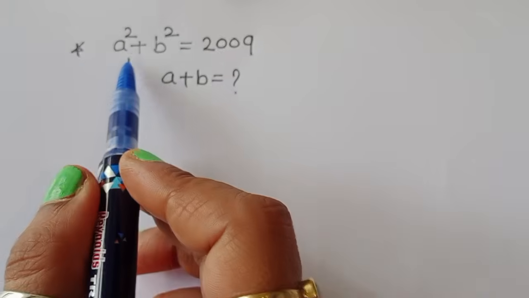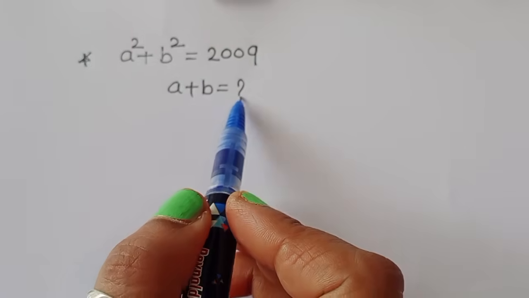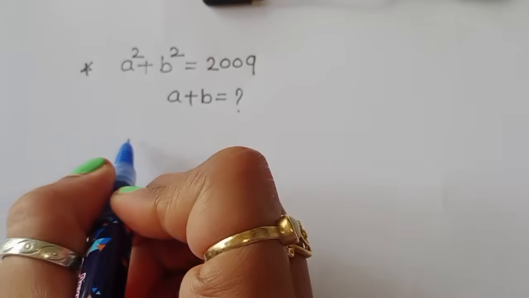Given a square plus b square is equal to 2009, we have to find out the value of a plus b here. How can we find the value of a plus b? Let's see the solution.